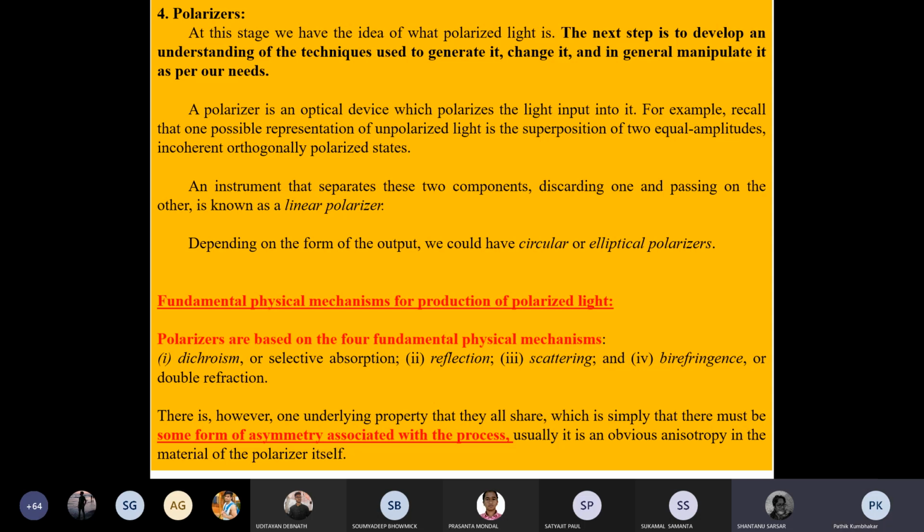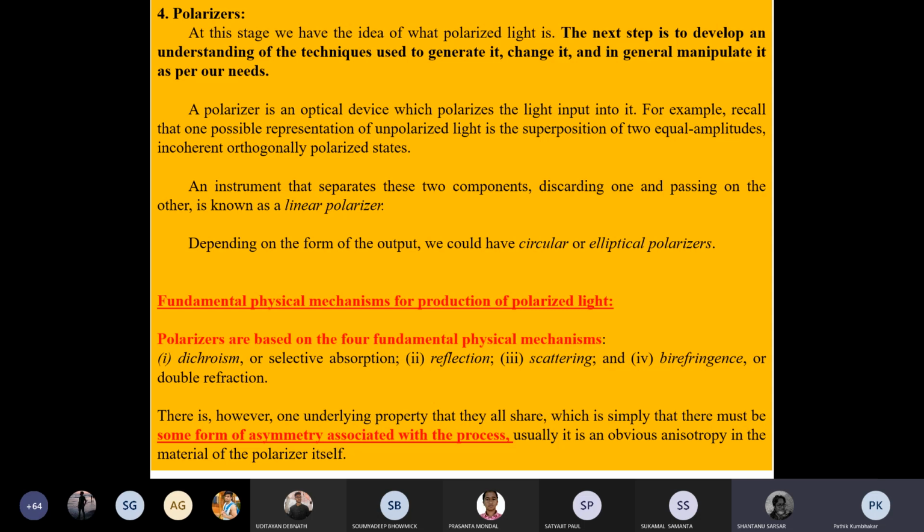Dichroism means selective absorption. So they absorb a particular component of polarization of the incident light. So it is called selective absorption. There are some materials which absorb the light based on the polarization. So it's called the dichroic material, and the phenomenon is called dichroism.